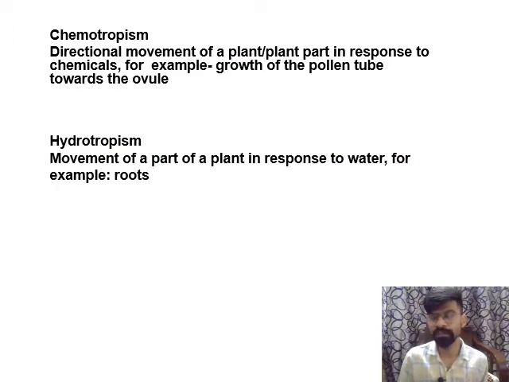Next is chemotropism. Split this word, chemotropism, and the definition is simple. It is a directional movement of a plant in response to a chemical. For example, the pollen tube grows in response to the chemical present on the stigma. Next is hydrotropism. This is the movement of a plant part in response to water. Hydro means water. So roots, mainly, are hydrotropic in nature.